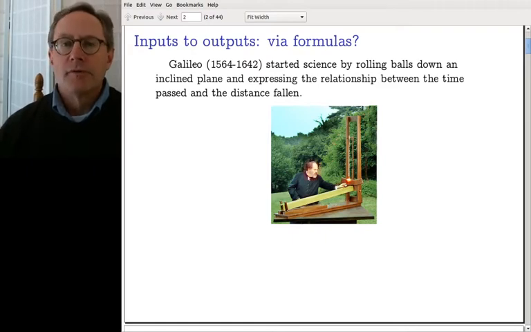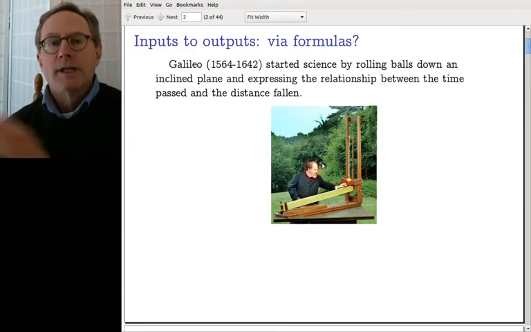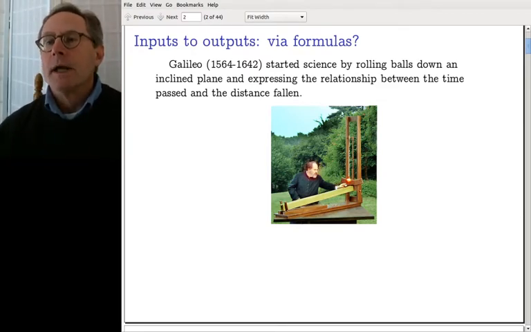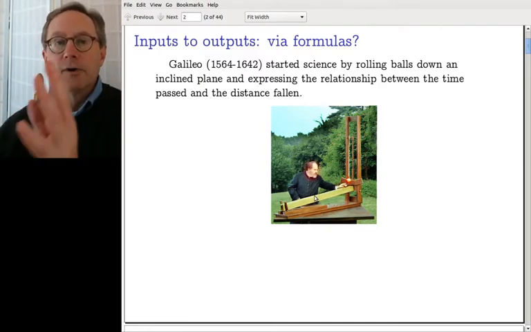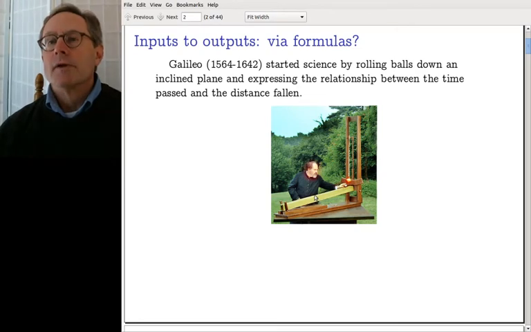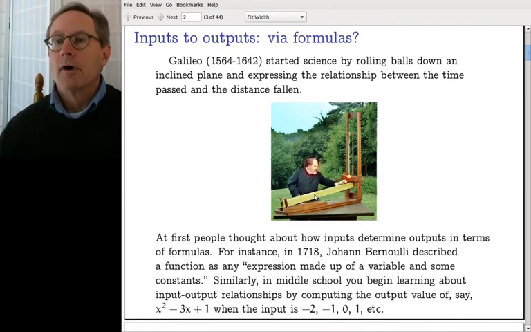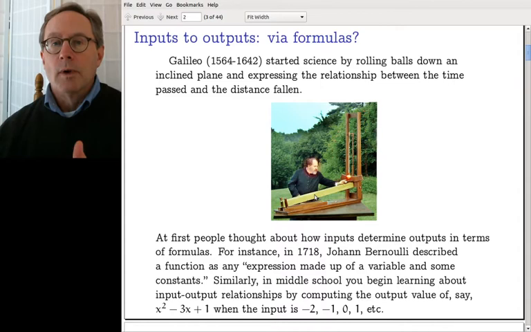So this is a picture of somebody who's supposed to be Galileo, and he's rolling balls down the inclined plane here. He's expressing the relationship between the time passed and the distance fallen. He's got a ball and he's going to roll it down. He's going to get a chart that says for 2 seconds it's fallen this distance, for 3 seconds it's fallen this distance, for 4 seconds it's fallen this distance. That is to say, we're seeing a relationship between a time and a distance.